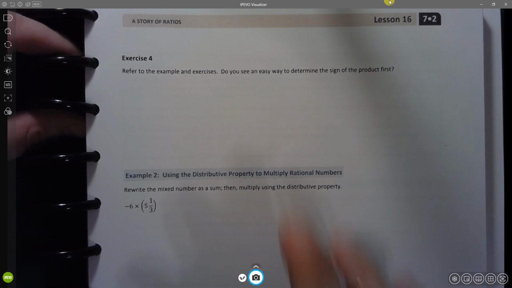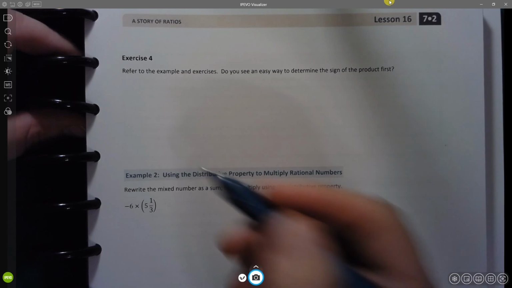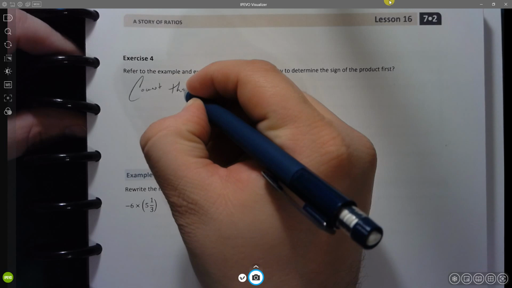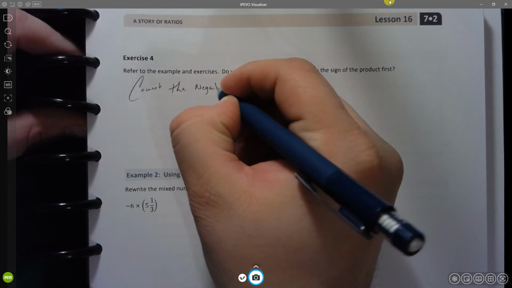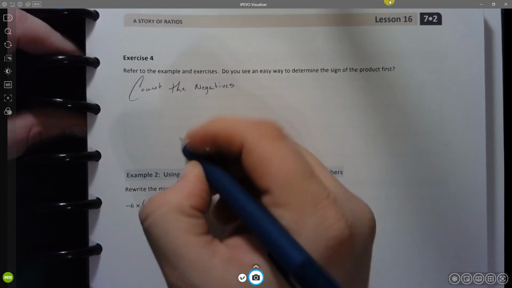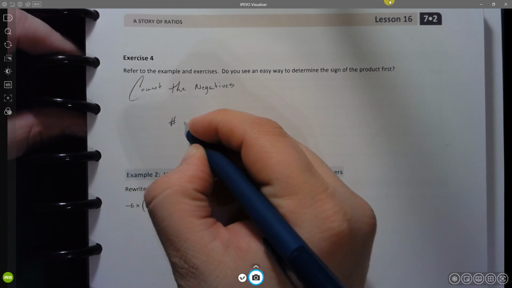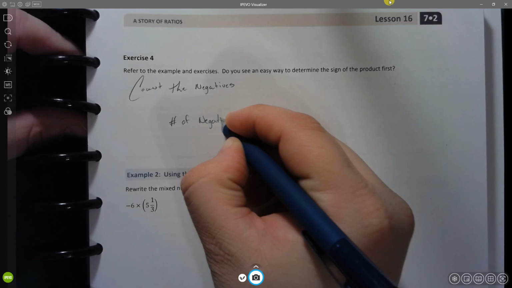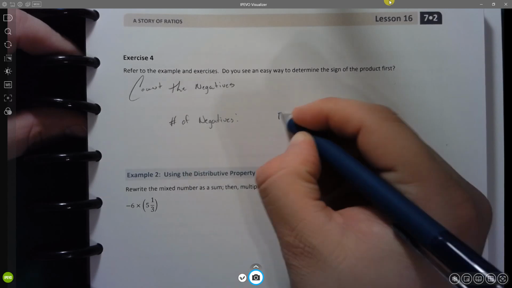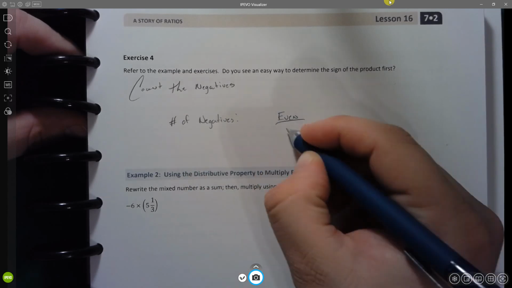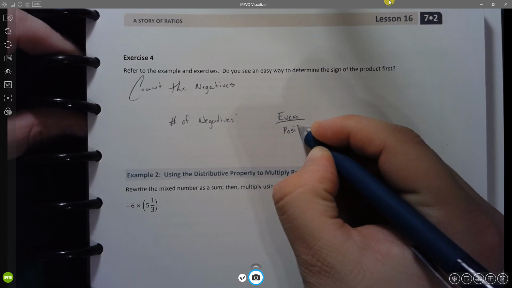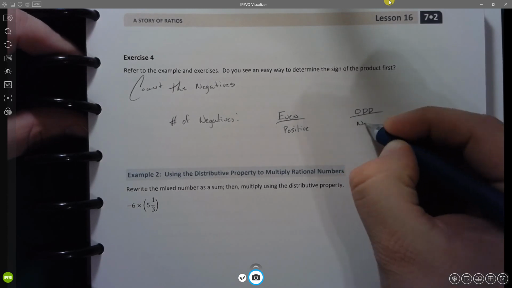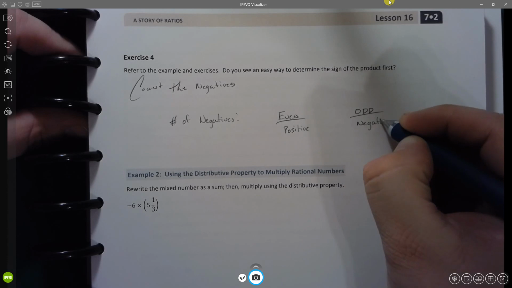Do you see an easy way to determine the sign of the product? We know this. We're going to count the negatives. If the number of negatives is even, you get a positive number. If they are odd, you're going to get a negative number.